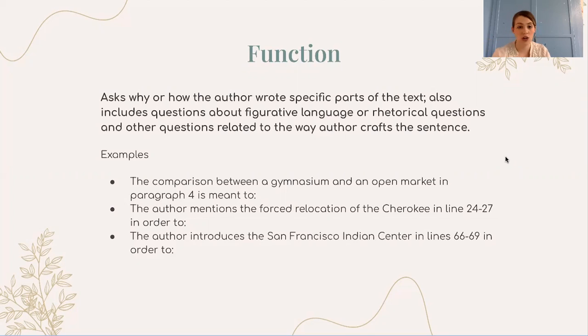So examples of the question: the comparison between a gymnasium and an open market in paragraph 4 is meant to blank. The author mentions the forced relocation of the Cherokee in lines 24 through 27 in order to. The author introduces the San Francisco Indian Center in lines 66 through 69 in order to. So a lot of the time these questions will say things like the author mentions or the author does this, and are asking you to specifically think through why the author is making the specific choices that they make.